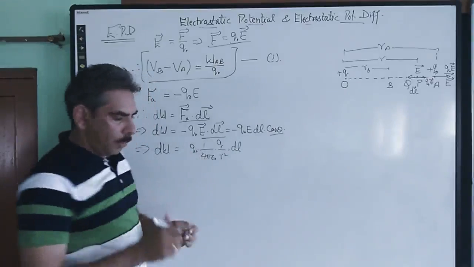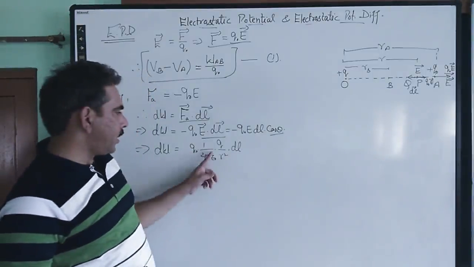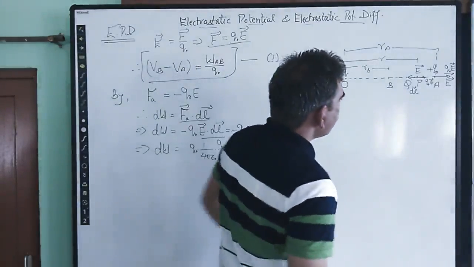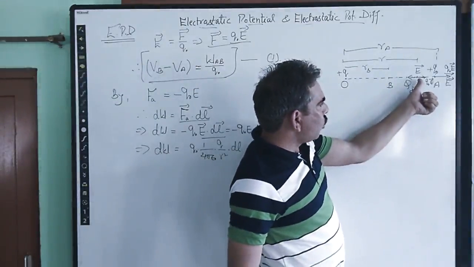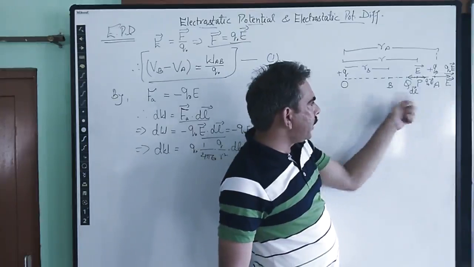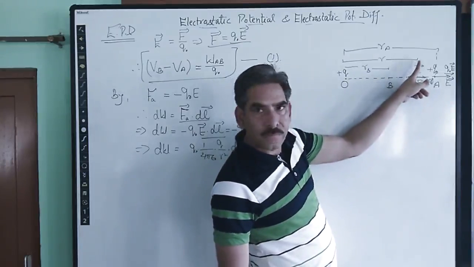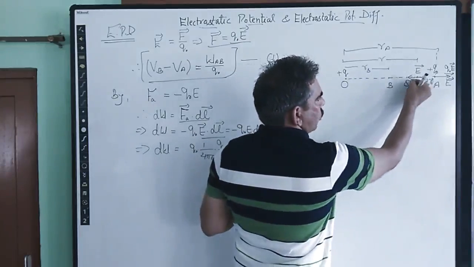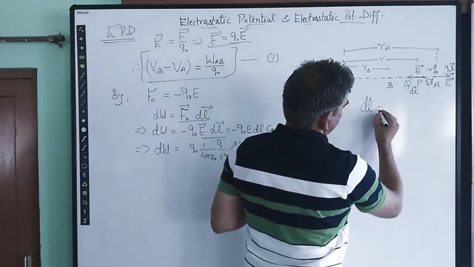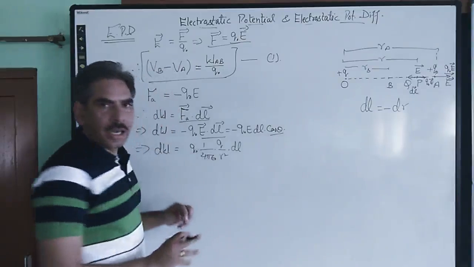So this becomes the small amount of work done through the small displacement dl, where the electric field is this. And from this situation, dl is going on increasing in this direction. Along the journey from A to B, the dl goes on increasing, so that results in decrease in R. The position of the charge goes on decreasing as dl increases. So for dl, we can say it to be minus dr. Direction of dl and dr both are opposite to each other.